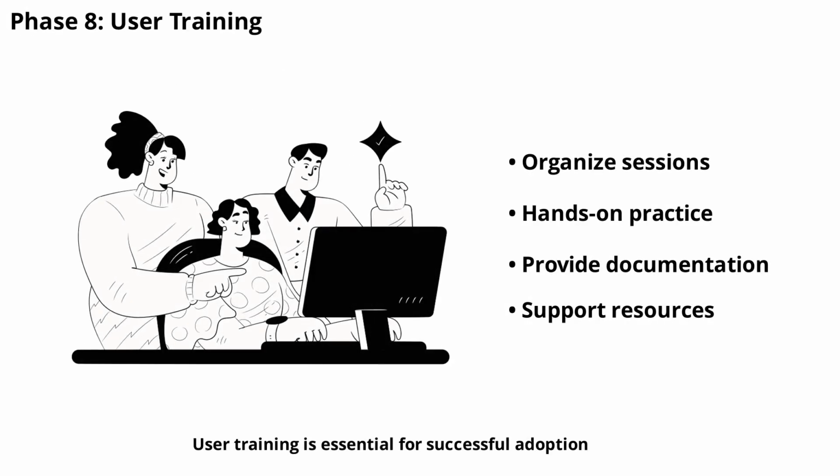User training is essential for successful adoption. Organize training sessions for different user groups, focusing on their specific workflows and responsibilities. Provide hands-on practice, documentation, and support resources. This phase usually lasts 1 to 3 weeks, depending on the number of users and complexity of the software.